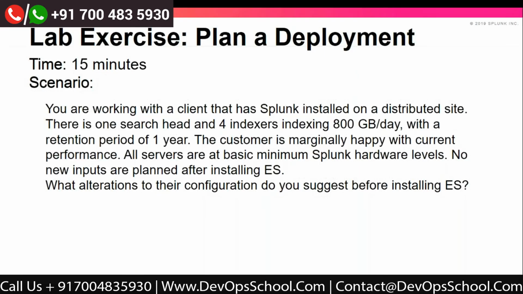So you're working with a client. That client has Splunk installed in a distributed site, and there is one search head and 4 indexers, and data per day is 800 GB, and the retention period is 1 year. Now the customer is marginally happy with the current performance, and all servers are at the basic minimum hardware requirement, and no new inputs are planned after installing ES. So what kind of changes to the configuration would you like to make before you install Enterprise Security?